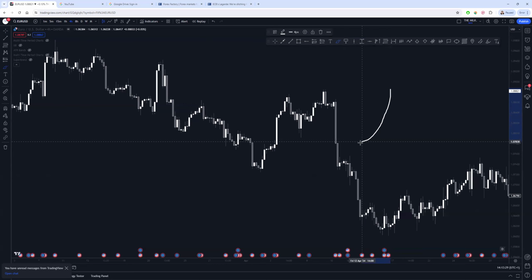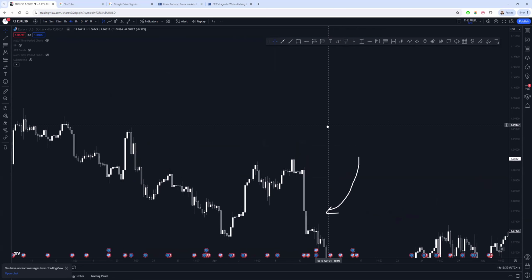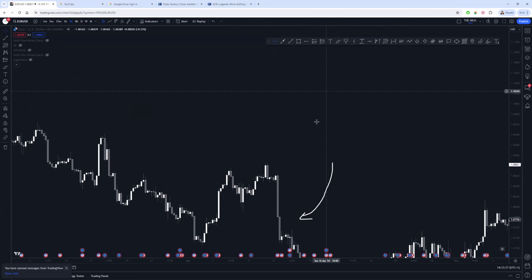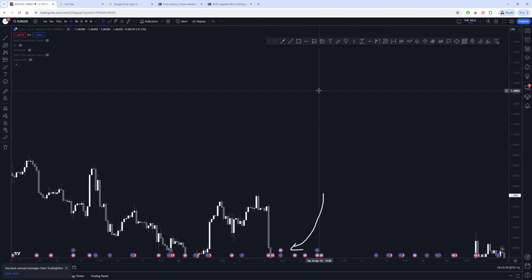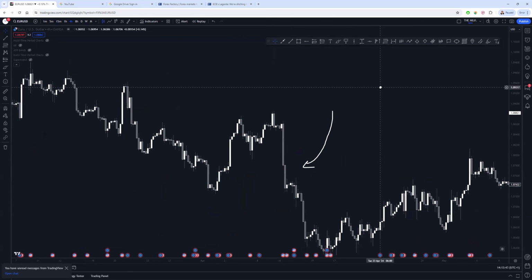Now, let's just go into a specific example. Why do price moves like this actually happen in the first place? Well, in order to understand that, we need to understand what the purpose of the FX markets are, right? At a basic level, the goal of the FX markets is price stability. Okay. FX markets don't naturally want to trend.